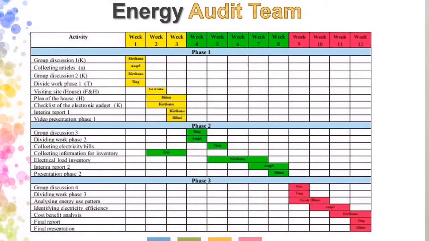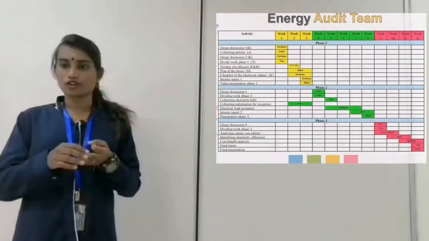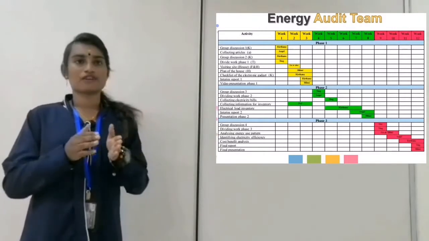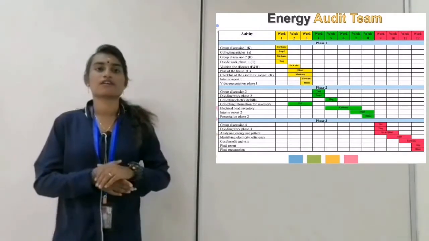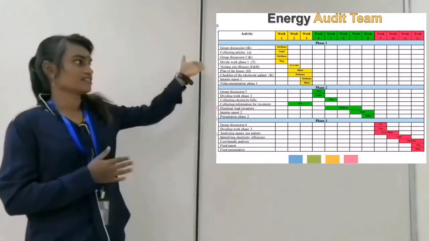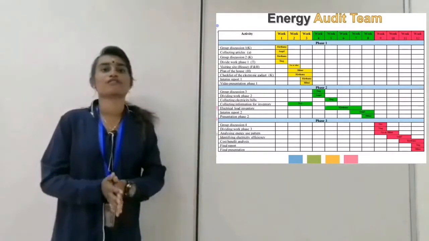Thank you. Now I'm going to explain about my energy audit team's activities. We have already done phase 1, which consists of group discussion, collecting articles, dividing work for phase 1, visiting sites, the plan of the house, and a checklist of the electronic gadgets. This is our Gantt chart for the phase 1 activity.